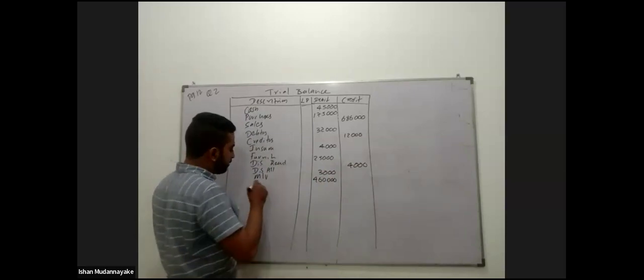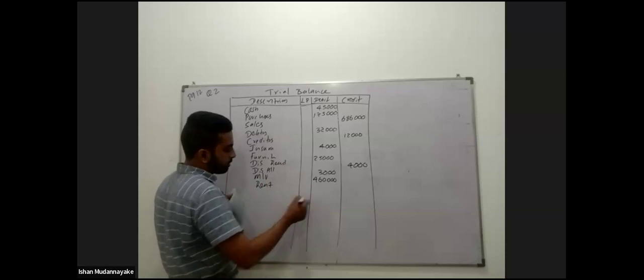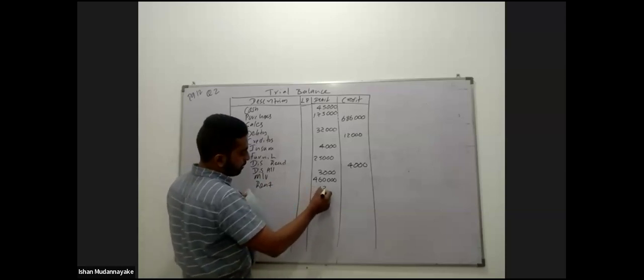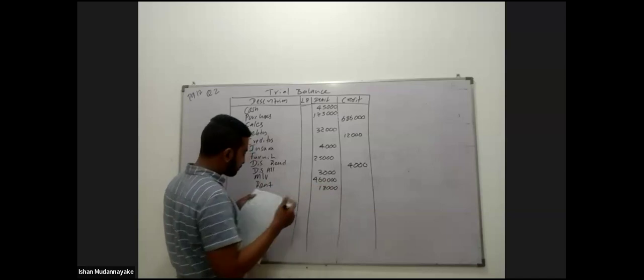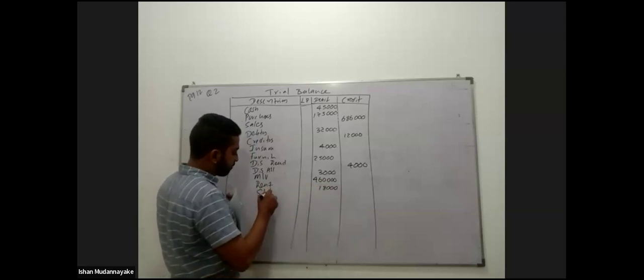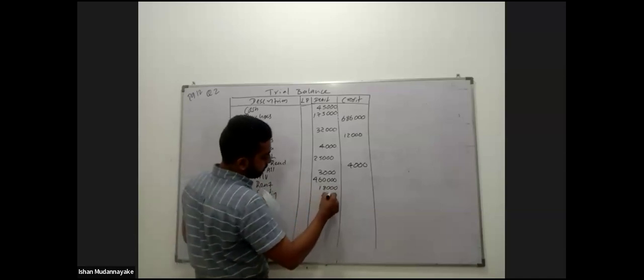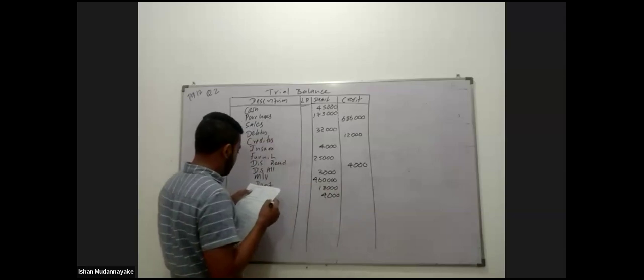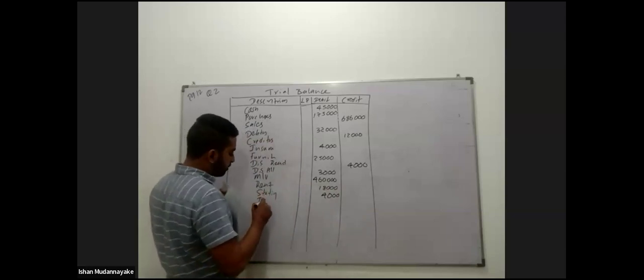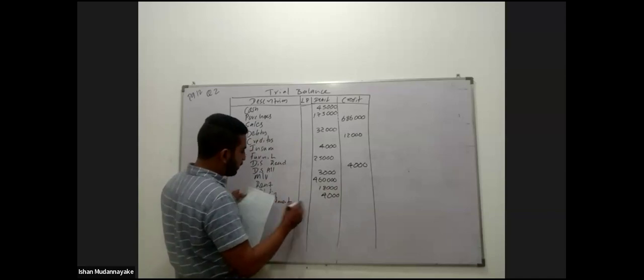Rent payment, debit. Yes, debit side 80,000 rent payment. Stationery, debit. Stationery debit side 4,000, expense. Investment, debit. Investment debit side 85,000.